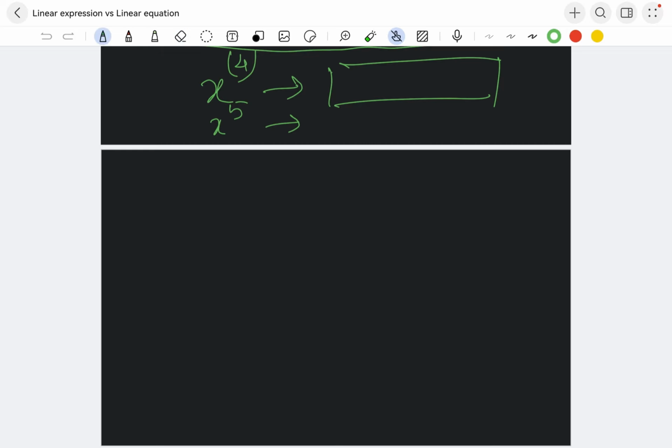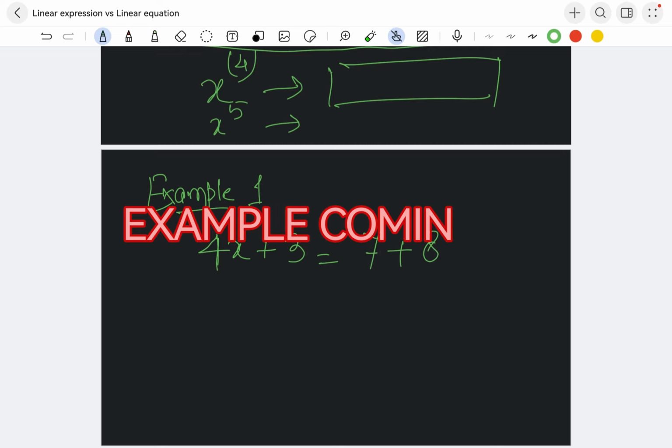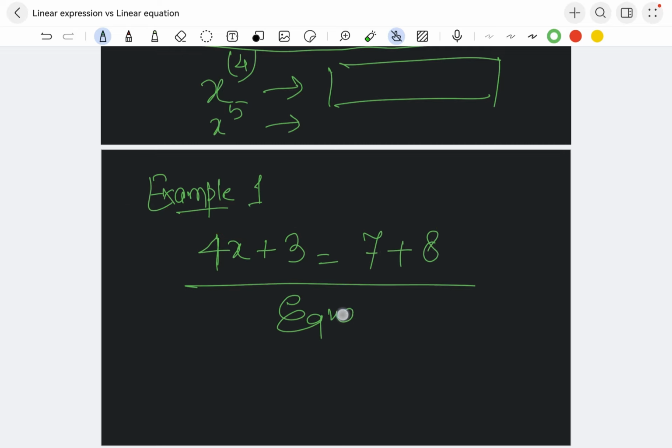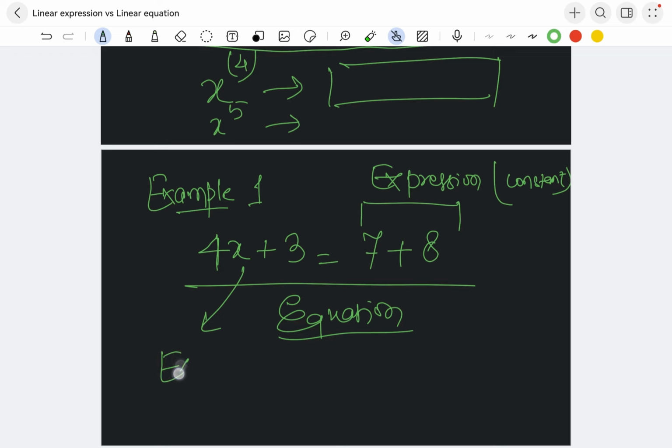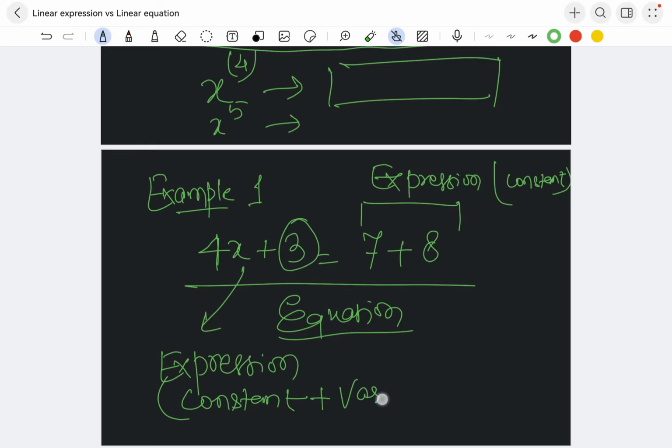Let us solve an example. 4x plus 3 equals 7 plus 8. So this is an equation. Why an equation? This is an expression, which kind of expression? Only constant, no variable. And this is also an expression with a constant. What is the constant part? 3. And variable, what is the variable part? 4x.